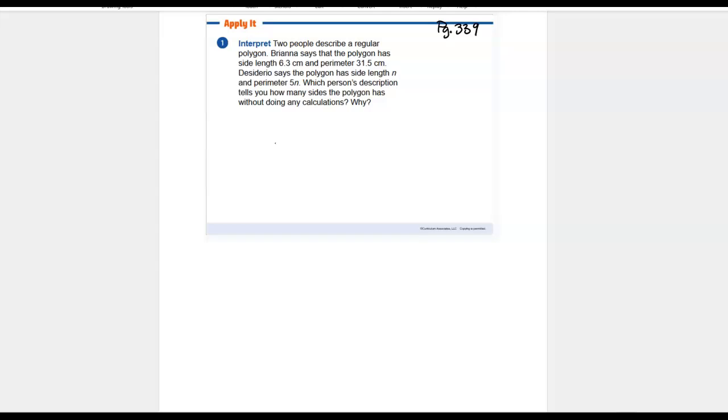Hey math students, you're on page 339. Two people describe a regular polygon. That is important information because a regular polygon means it's some type of shape, we don't know how many sides, where all sides are equal, the same. Could be a square, could be a triangle with 3 equal sides, could be a hexagon, a pentagon, octagon, we don't know, right? But that word regular means all sides are the same.